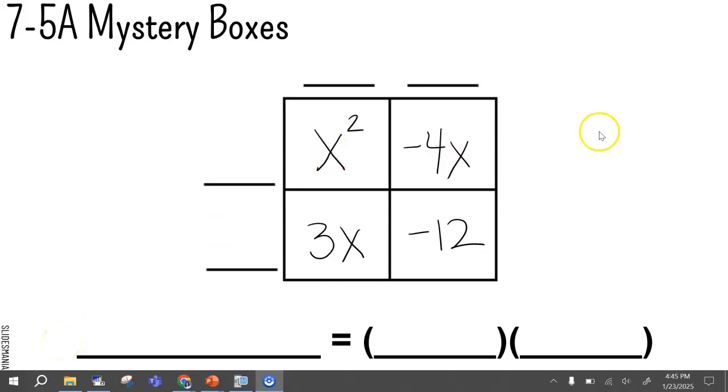Hello everyone, this is Miss Krupstad doing a quick video on what we call mystery boxes at Edina High School. This is the very last step to factoring, which is a process you're going to be learning very soon.